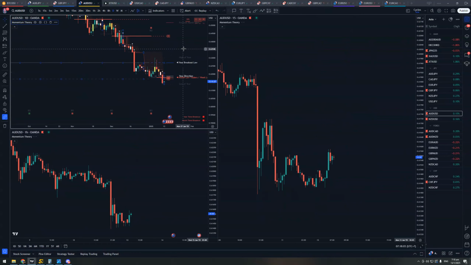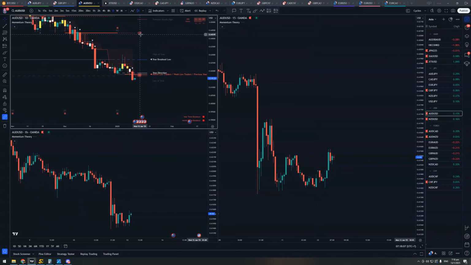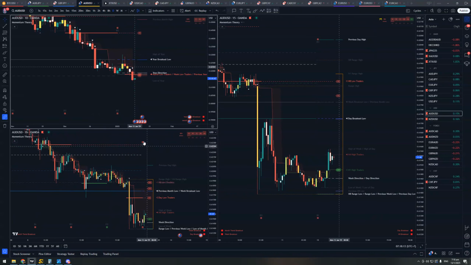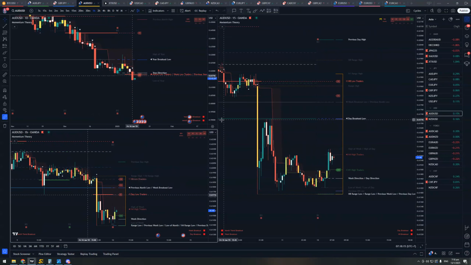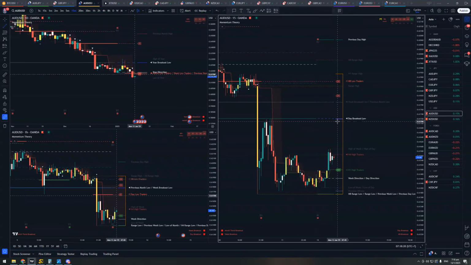Aussie USD, higher time frames all pushing down. Monthly breakout level, weekly breakout level, daily breakout level, all pushing down. We're trading in a breakout month, and we're also trading in a breakout week. So these are good conditions. We have the H8 high right here. So this is what I'm looking for.